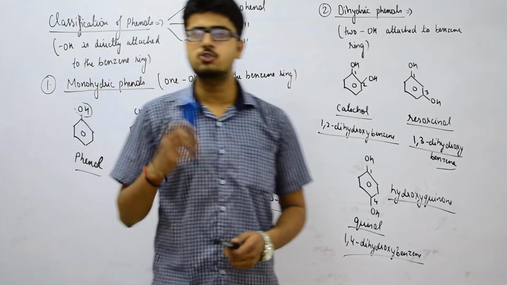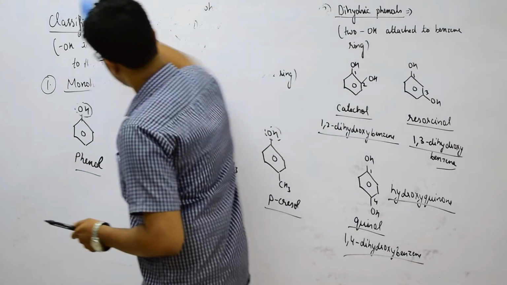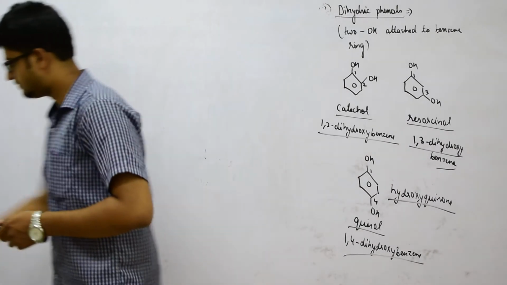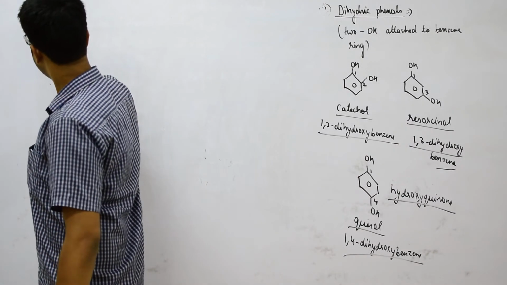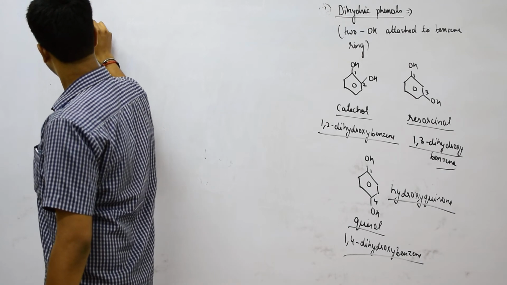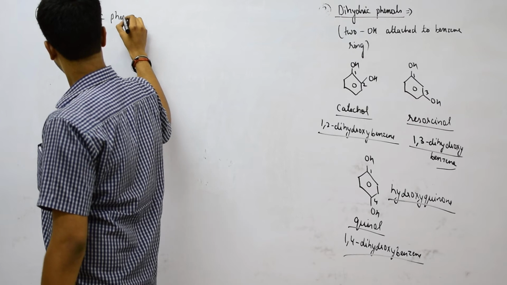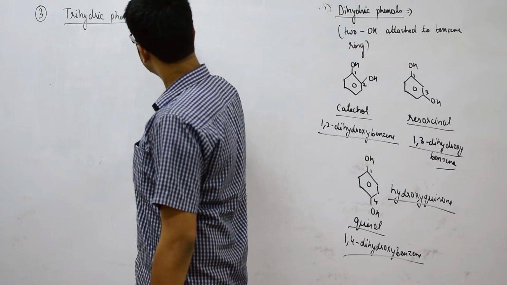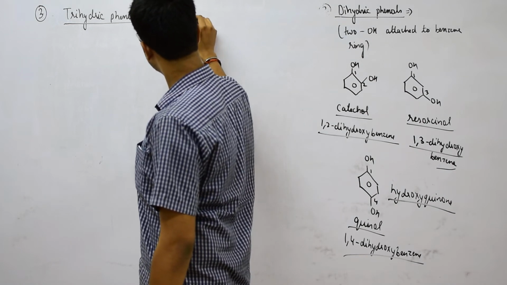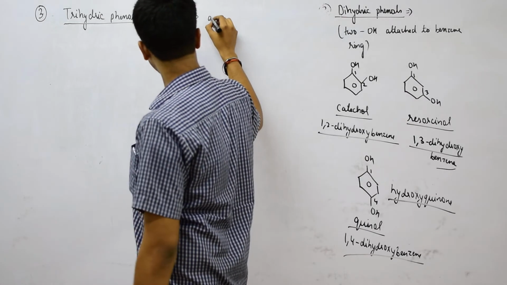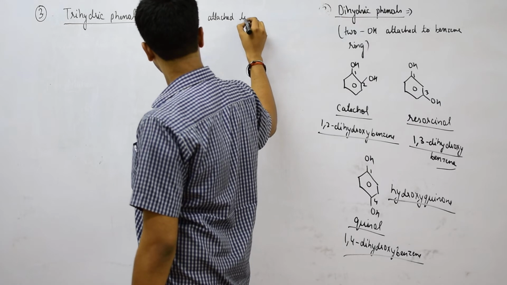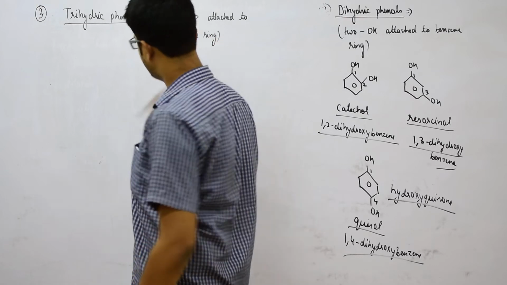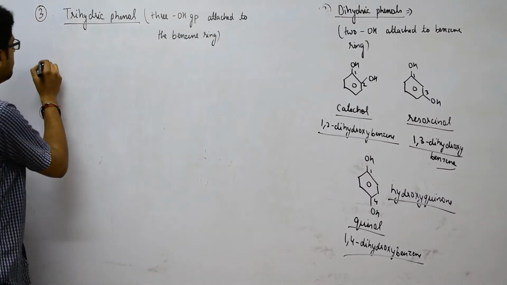Next, we are going to discuss trihydric phenol. We know in case of trihydric phenol that 3 OH groups will be present attached to the benzene ring. Okay. So, we have some examples of trihydric phenols.